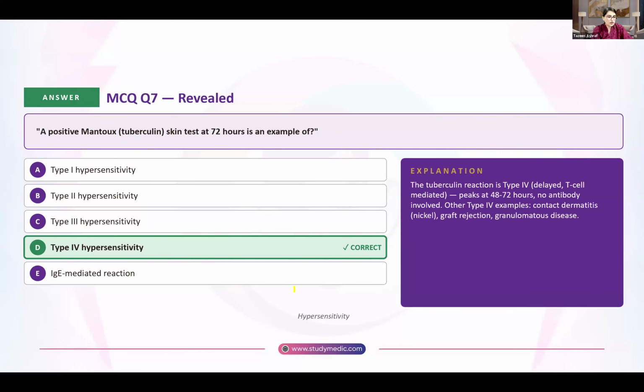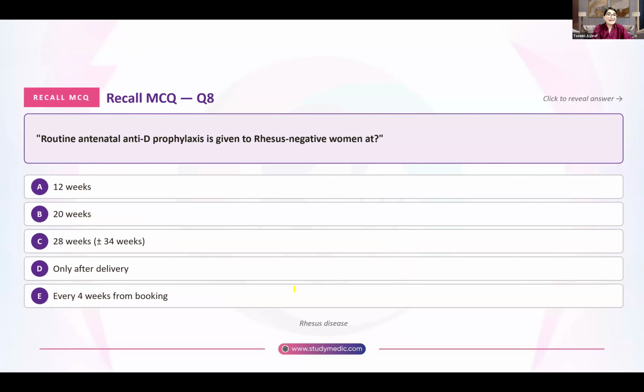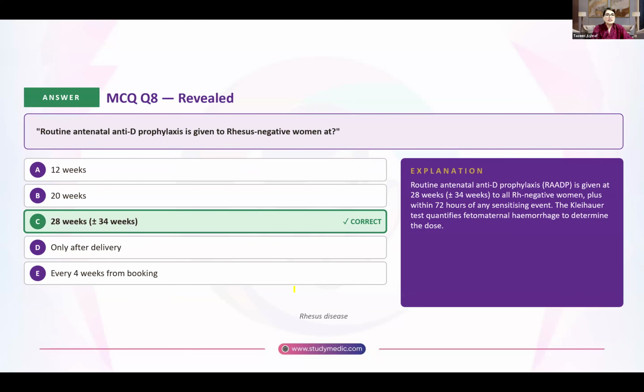Then there is question number 8: routine antenatal anti-D prophylaxis is given to the Rh negative woman at what gestational age? We have learned this many times. Whether we are going to give it at 12 weeks, 20 weeks, 28 weeks, only after delivery, or every 4 weeks from booking. Prophylaxis is given at 28 weeks.